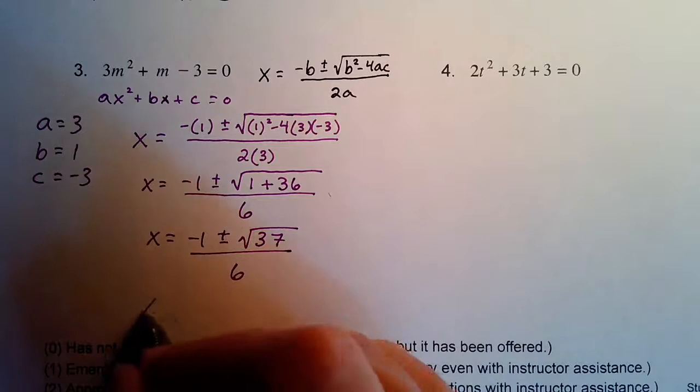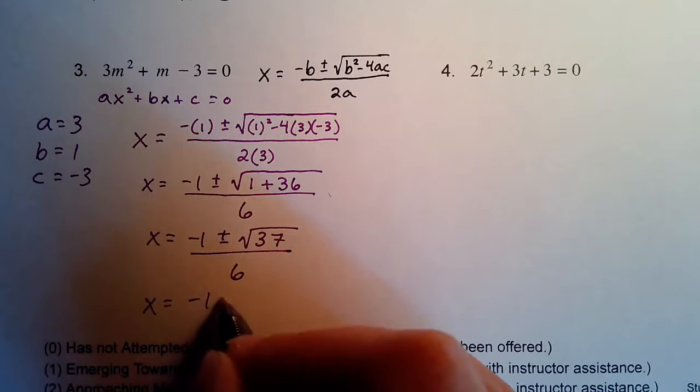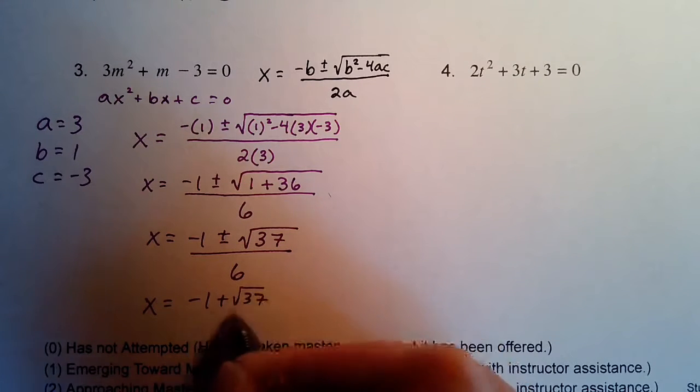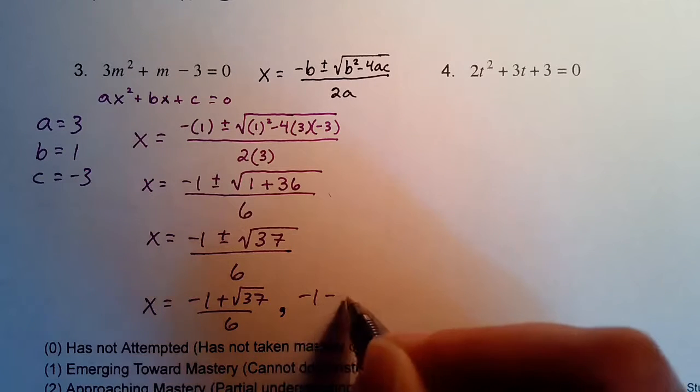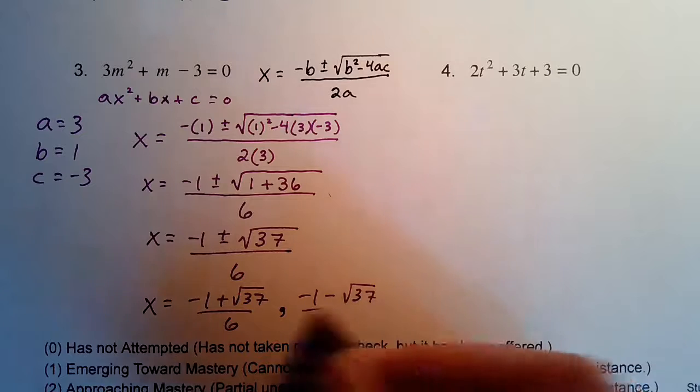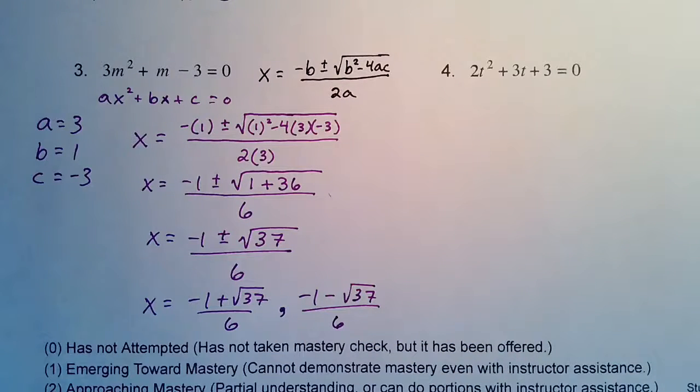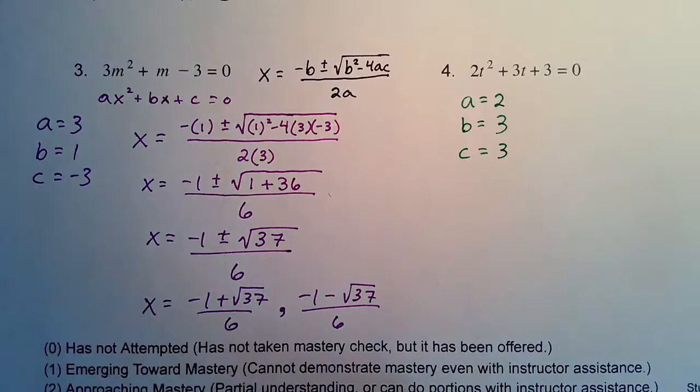So our two solutions are -1 plus the square root of 37 divided by 6, and our second solution is -1 minus the square root of 37 divided by 6. So even though they don't work out to be integer values like number 1 and number 2, these are still the solutions to this quadratic equation. All right, so now we're going to do the same thing for number 4.